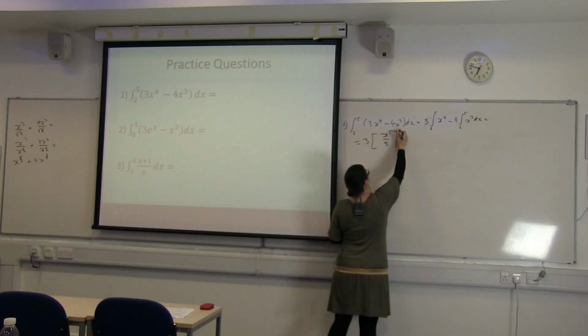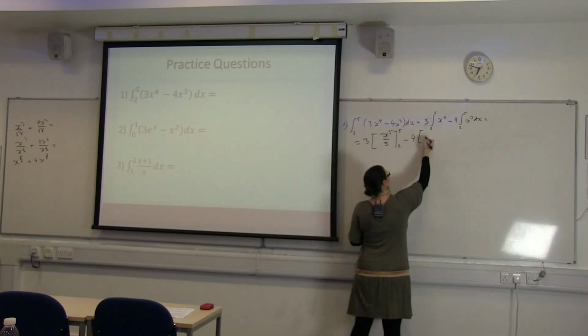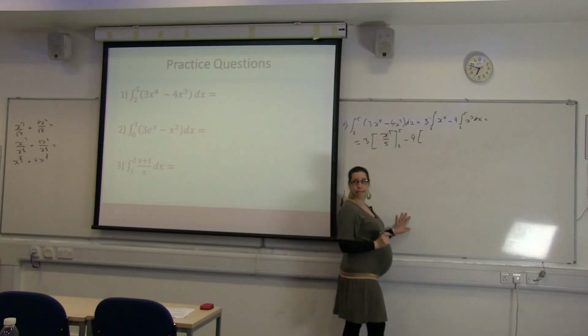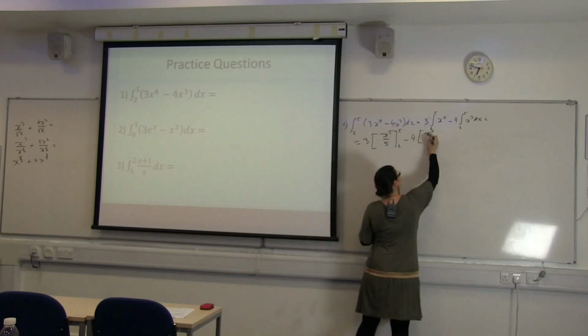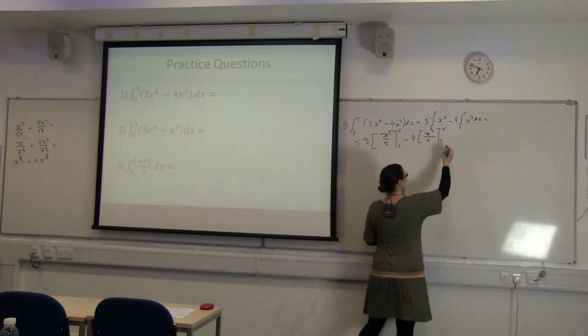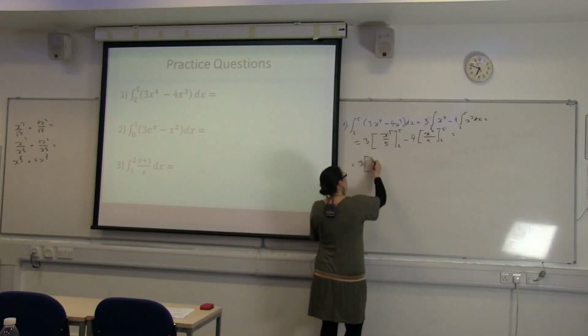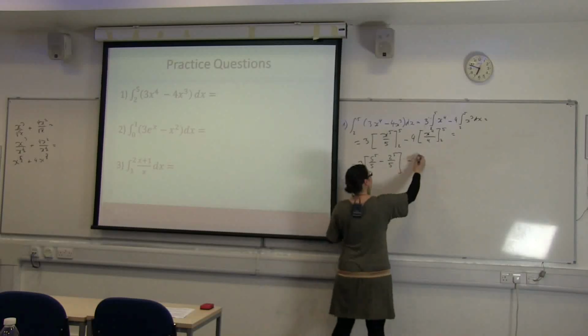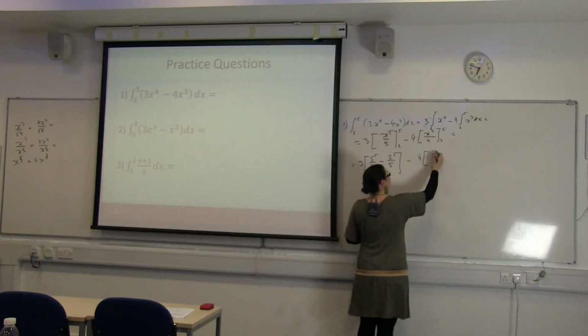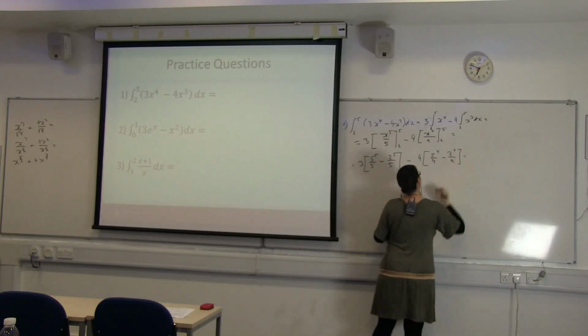And now I will have to evaluate that between 5 and 2. Minus 4 times, what's the integral of x cubed? X to the 4. And again, I have to evaluate that between 5 and 2. So it will be 3 times 5 to the 5 over 5 minus 2 to the 5 over 5. Take away 4 times 5 to the 4 over 4 minus 2 to the 4 over 4.